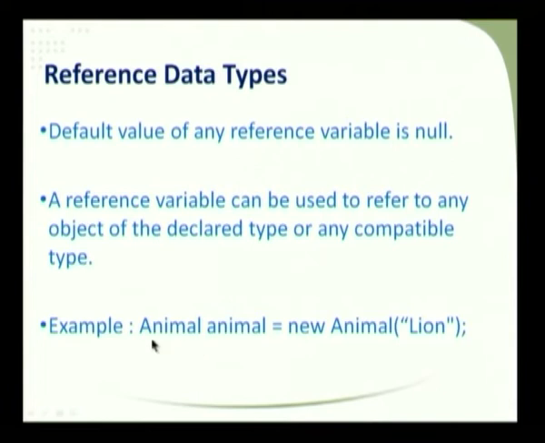For example, Animal is a reference data type. Here it is a class, and you know that a class name always starts with uppercase and a variable name starts with lowercase, equal to new. We will look into what the new operator is later. I am creating a new Animal object with the constructor taking a string argument. Here, if it is in double quotes, it is a string.